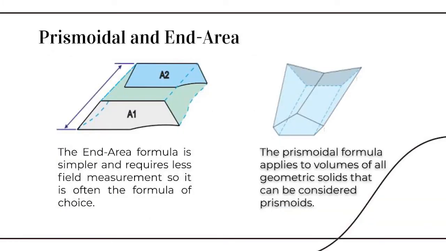Volumes are determined by the average end area or Prismoidal formula. The end area formula is simpler and requires less field measurement, so it is often the formula of choice. In some cases, end area volumes can be corrected by applying Prismoidal correction. The Prismoidal formula applies to volumes of all geometric solids that can be considered prismoids.